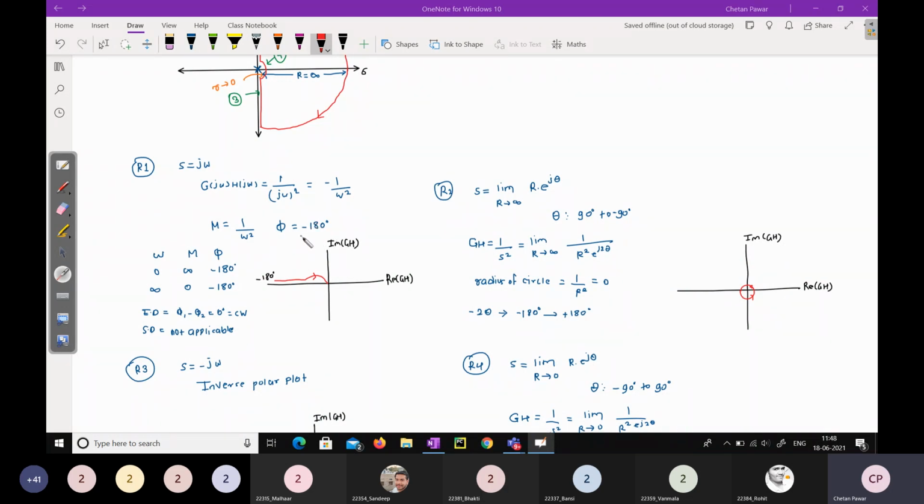So let us draw the polar plot for this. There are 4 steps in a polar plot. So first step is you need to find out magnitude at omega is equal to 0 and phase at that point. Okay, so at omega is equal to 0, magnitude will be infinite, phase will be minus 180. At omega is equal to infinity, magnitude will be 0 and phase will be minus 180 degree. Okay, so this way, we got two magnitudes and phases. So let us find out the ending direction.